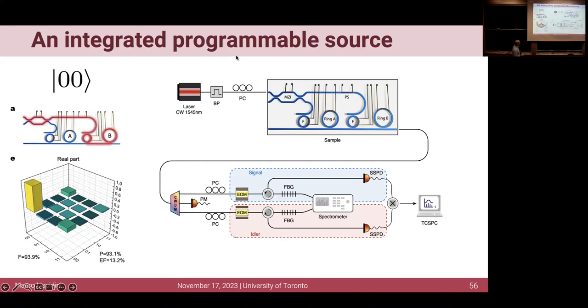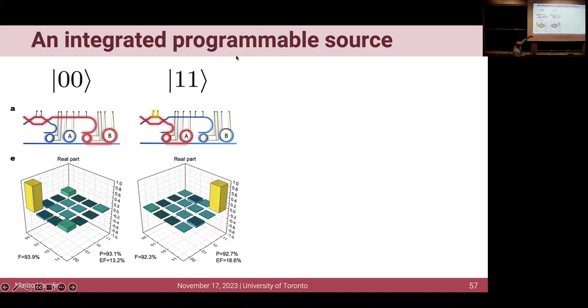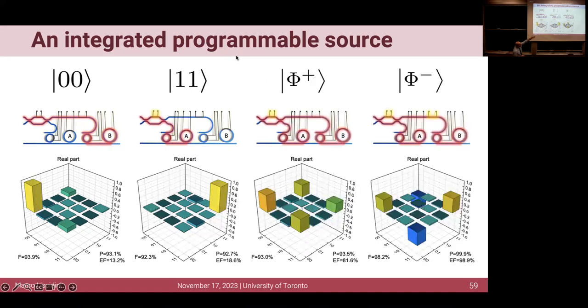And this is the 0-0, which is very easy because we just pump one of the rings, but then we did the 1-1, the other ring, then we did phi plus, and then we did phi minus, okay? And so you can generate a whole bunch of states. I just want to focus on the fidelity we can achieve, 98%, which is very large, and the purity, which is 99.9.